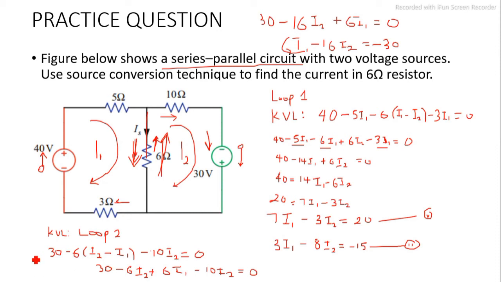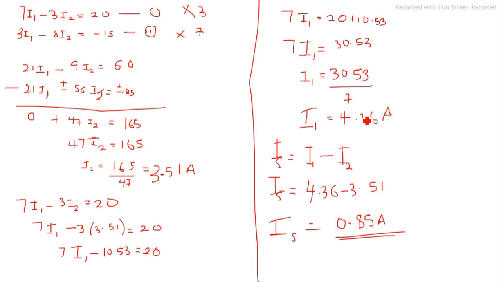So that's the current flowing through this 6 ohm resistor. You have to find 0.85. So use the series-parallel conversion, convert this to parallel, analyze it, and you must get the same answer as 0.85 ampere. So this is the end of the lecture. Thank you.